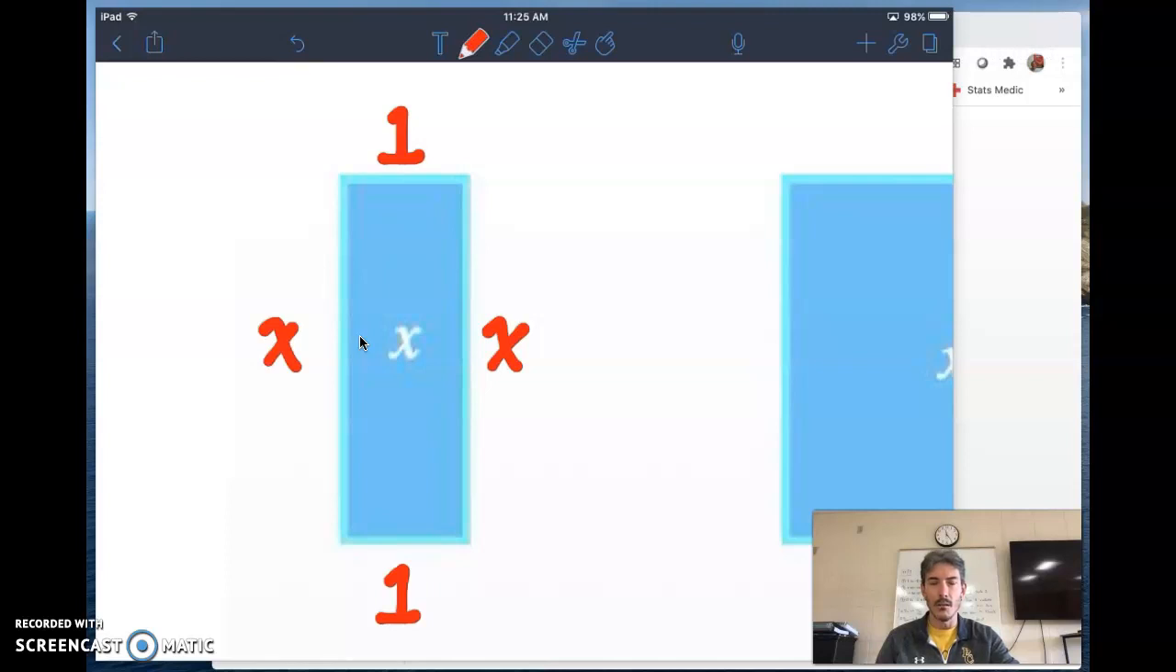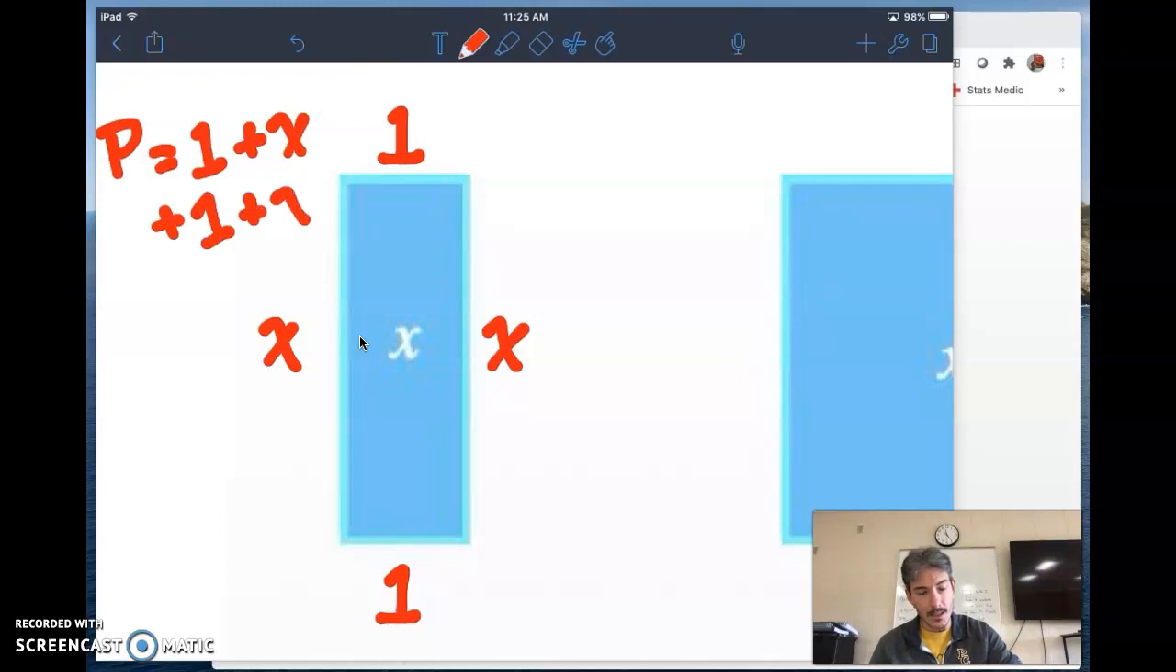Well, can we find the perimeter of that shape? And the answer is, of course we can. We can take all of those items and we can add them up. I can add 1 plus x plus 1 plus x.